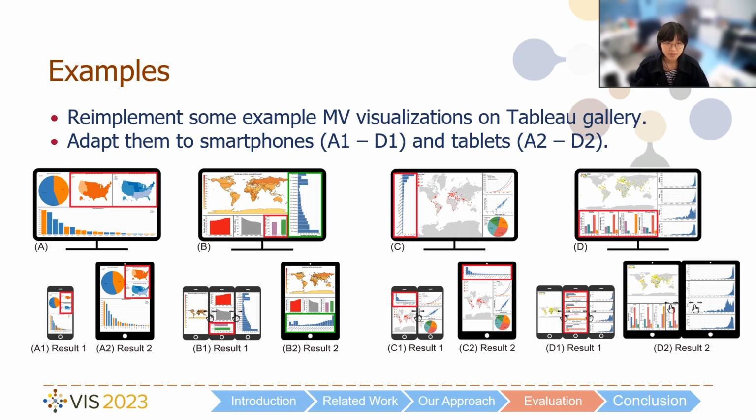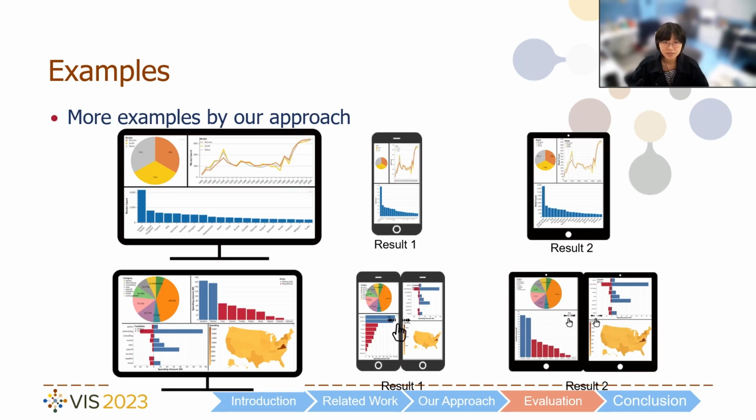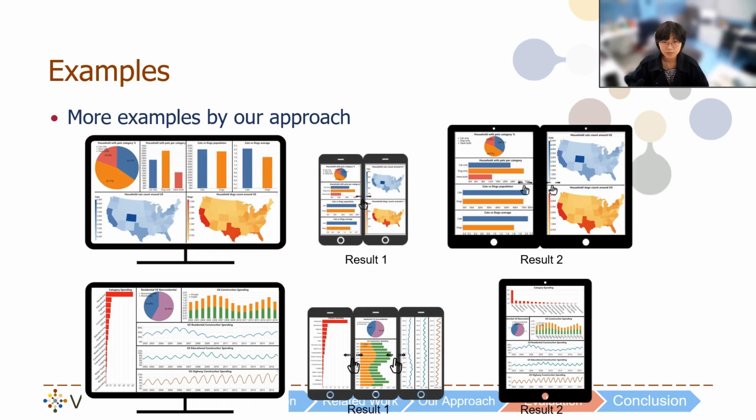What can be observed is that we try to weigh the various design considerations as much as possible, such as in case D, we have always kept the small multiples together, maintaining the topology of the multiple views. Here is another example of visualization of Olympic medals and an example of the US election. These are also results generated through our approach.